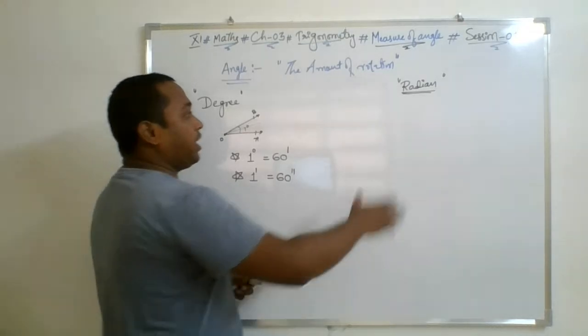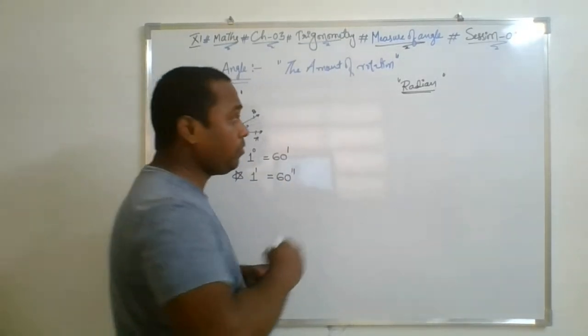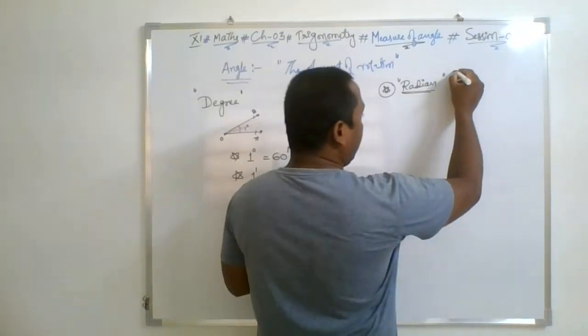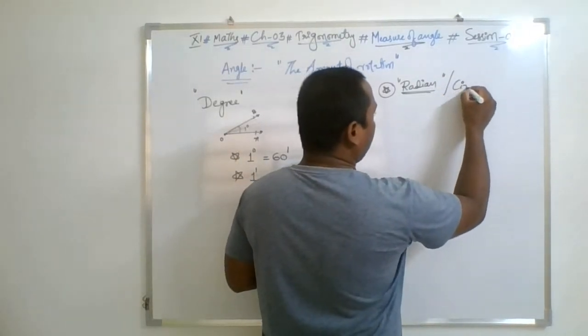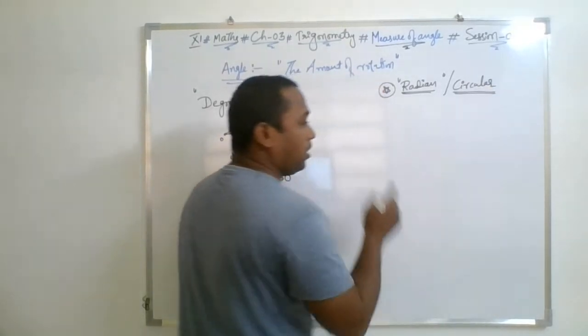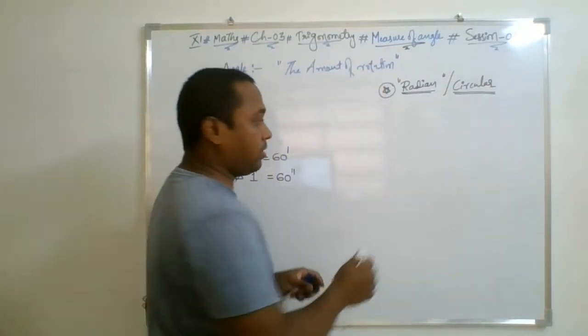Now coming to the point, what is radian measure? It is the most important definition you need to learn. The radian measure is also known as circular measure. Why it is called a circular measure, you will understand through the concept.